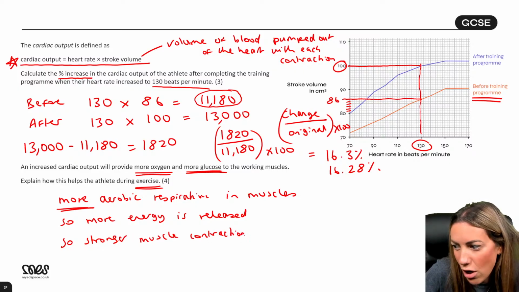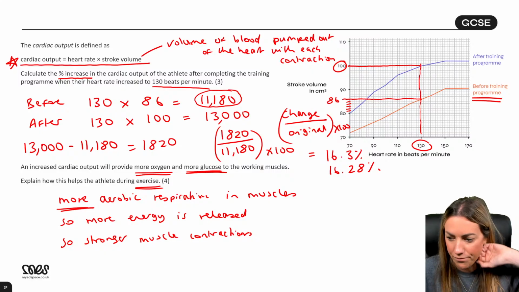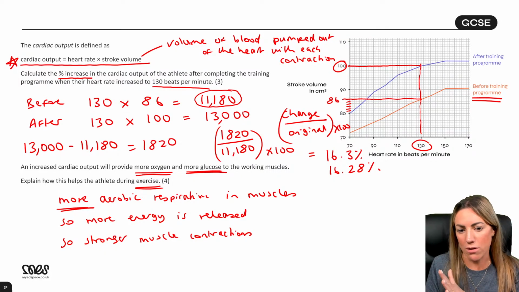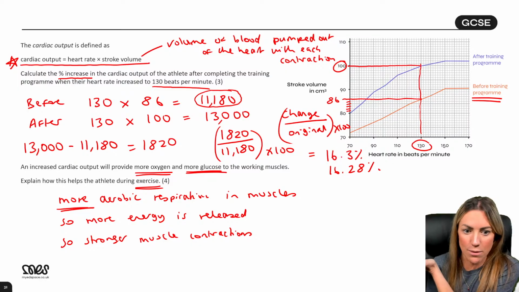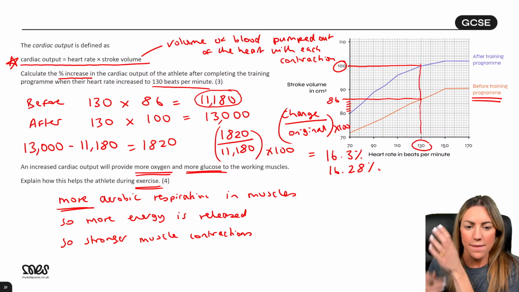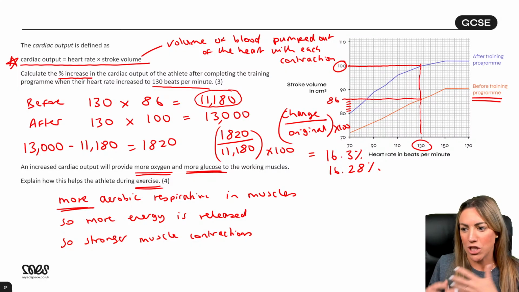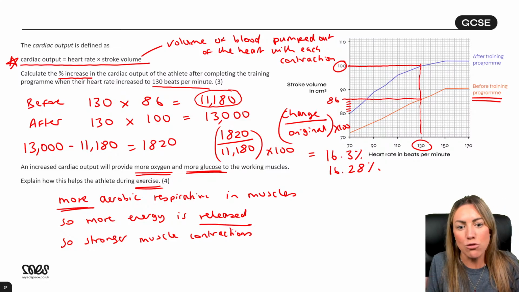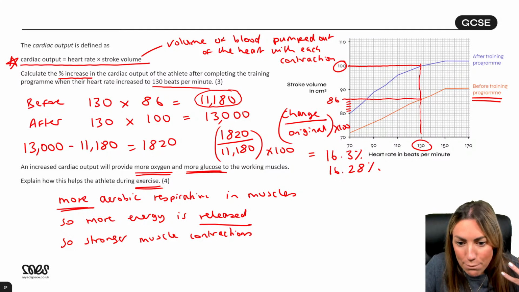We still haven't got 4. This is a hard question. What are we going to go on to say? We know they're getting more oxygen and glucose. They're exercising, so it's the muscles that are important. The muscles, if they're doing more aerobic respiration, more energy is released, not produced. This is great because their muscles are going to be able to contract more.